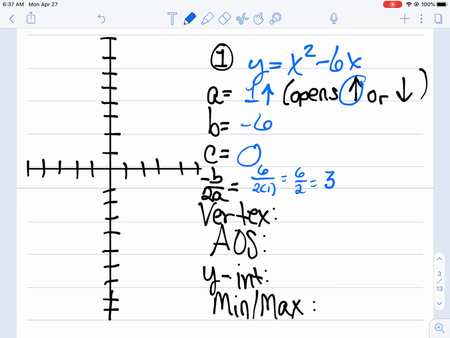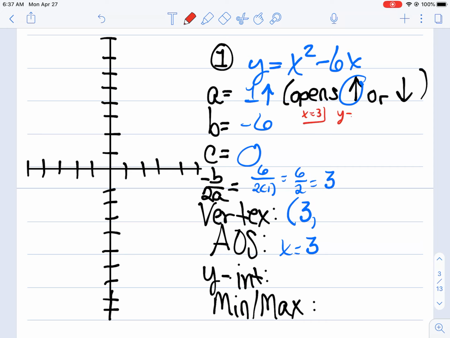All right, so here's what I can tell already. The x-coordinate of my vertex is 3. The axis of symmetry has equation x equals 3. Okay, so now what I'm going to do is take this value of 3 and plug it into my equation and solve for y. If I get my y-coordinate from my vertex, I can plot it. So we're going to find that out when x equals 3.